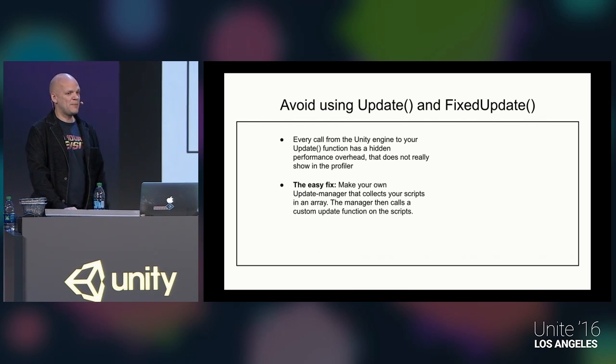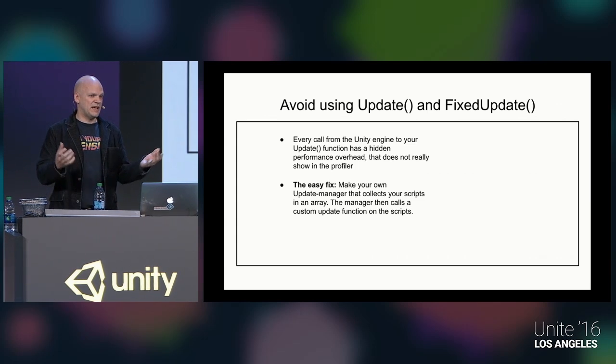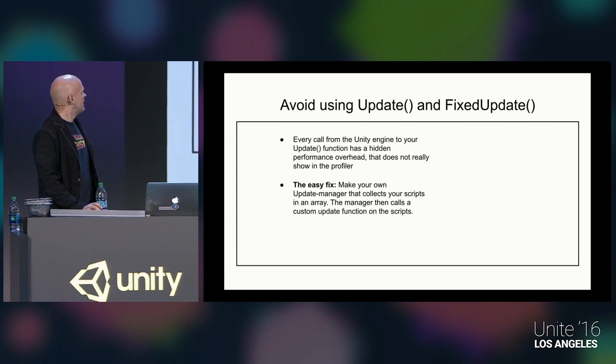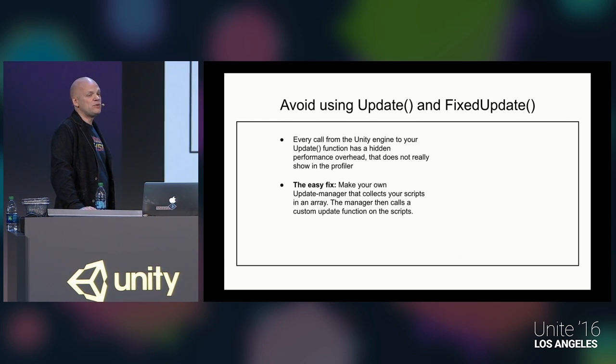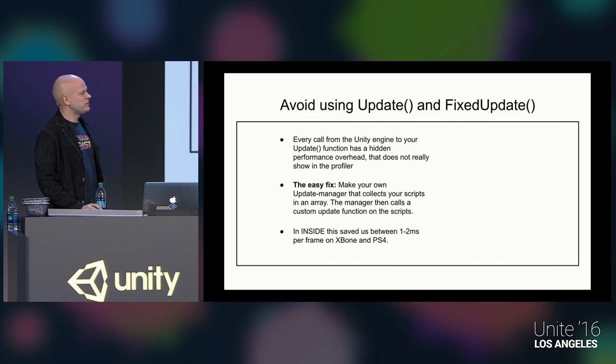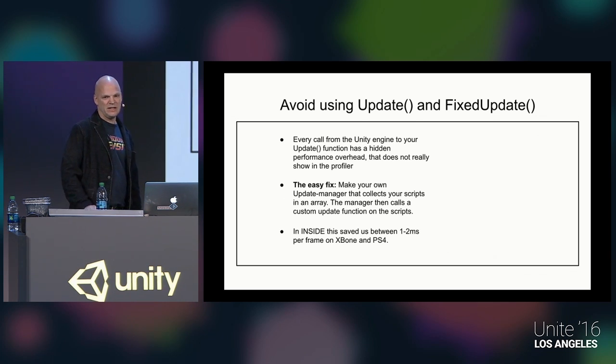You can make your own update manager. You can even make it inherit something that all your scripts just inherit automatically. And then that update manager is the only thing that gets the update, and then it passes it on to everything that is in its own lists of things that need updates. And you should do that. In Inside, we saved 1 to 2 milliseconds per frame by doing that. So most of our scripts were actually being called internally from our update manager instead of taking an update from Unity.